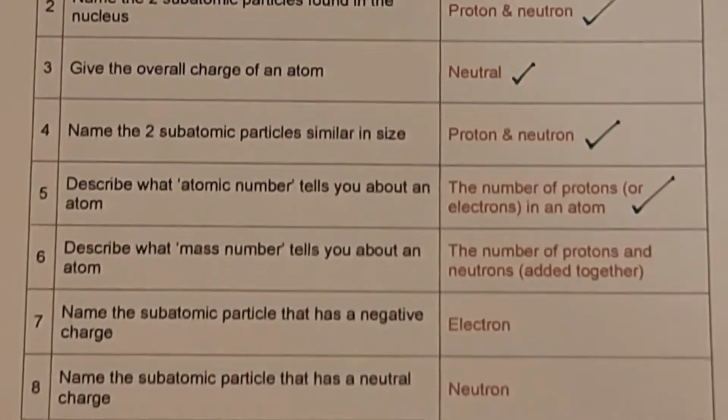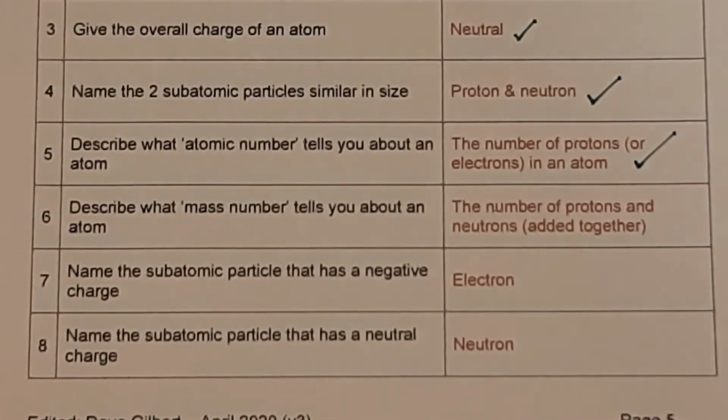Question 6. Describe what mass number tells you about an atom. Again, this is something we did briefly at Key Stage 3, but it's also a GCSE content item, so don't worry if you didn't know it. So the mass number is the number of protons and neutrons added together, so protons plus neutrons.